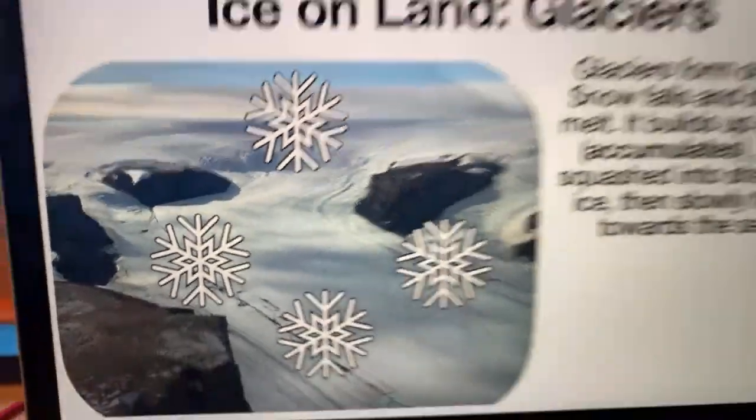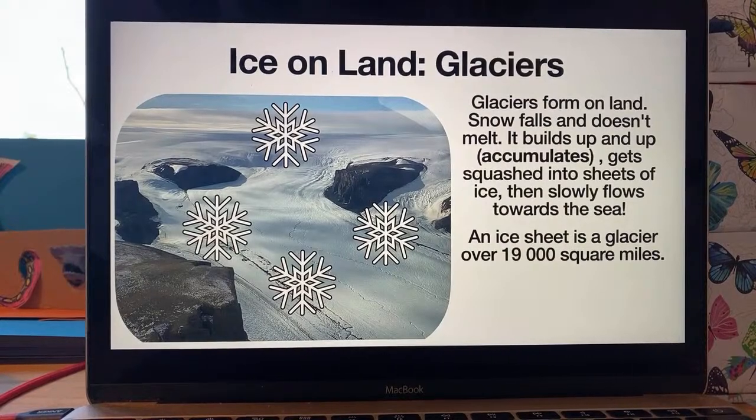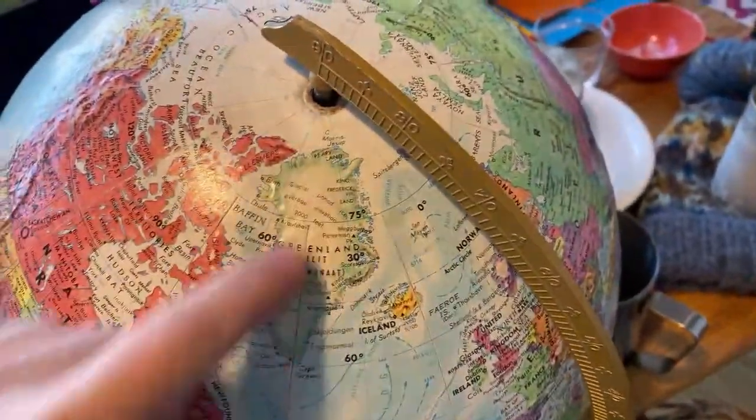It's beautiful. Other words that you might have heard of: an ice sheet is a glacier that is very, very big, basically over 19,000 square miles. There's actually only 2 ice sheets on planet Earth at the moment. One of them is on the biggest island on the planet, Greenland, so near the North Pole, and the other one is on Antarctica, which is down there, as we've established.